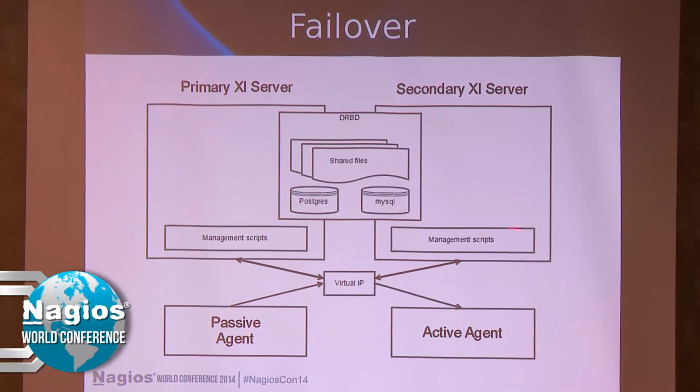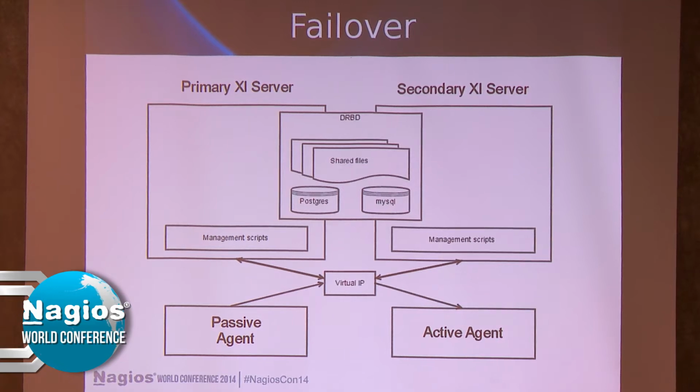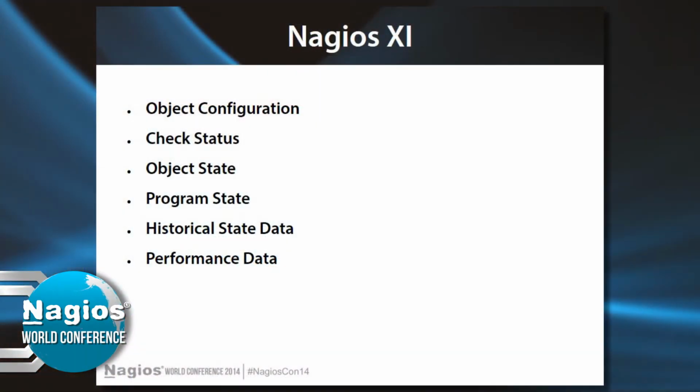These management scripts can be Pacemaker, UCARP, Keepalived. They can be custom rolled scripts, but you need something to actually manage when the failover happens, who mounts up the shared volume. What's nice about these solutions is you get one virtual IP, and so all of your agents just report to that IP. That IP travels with the master.